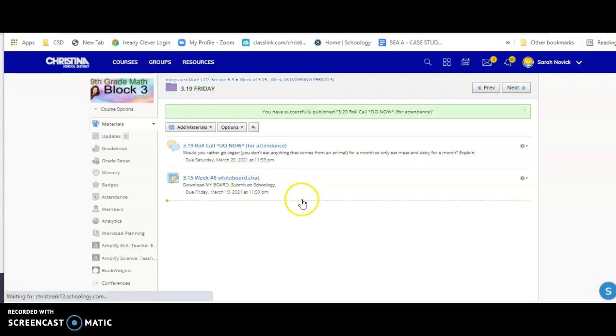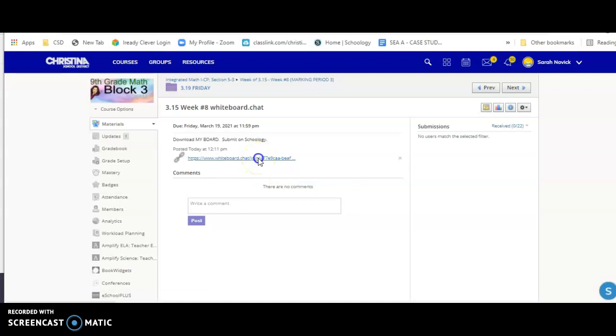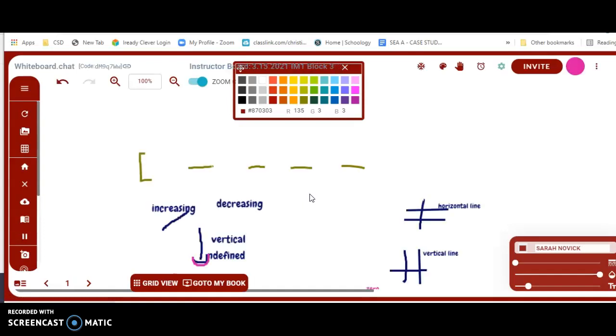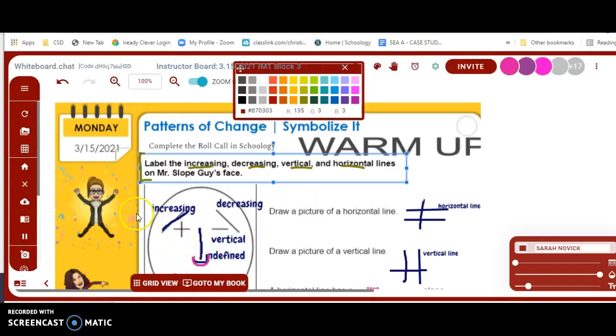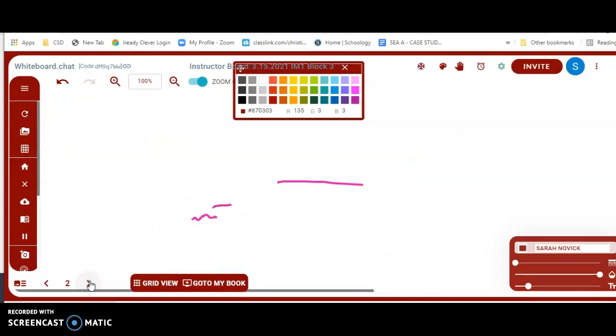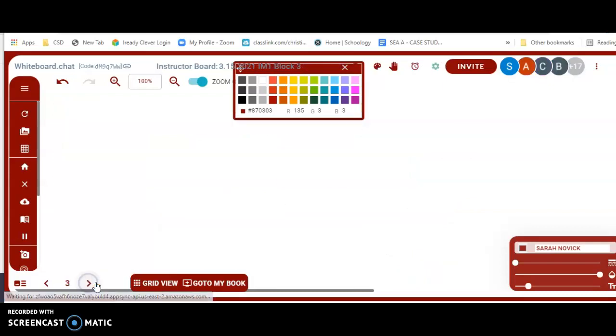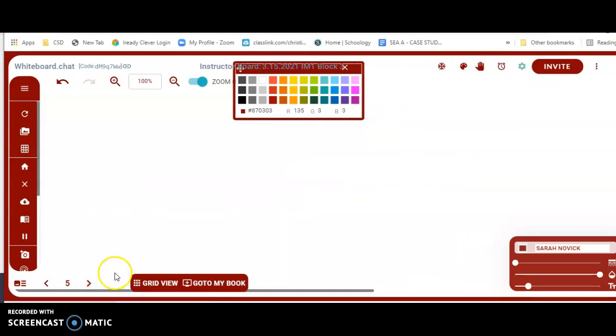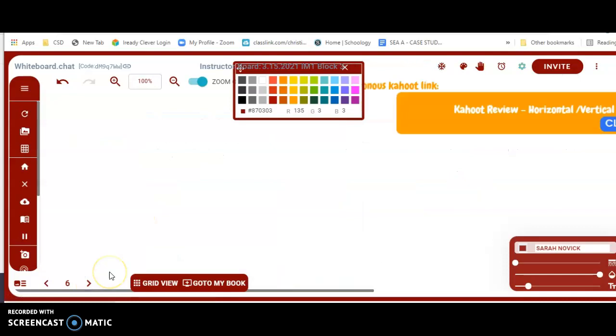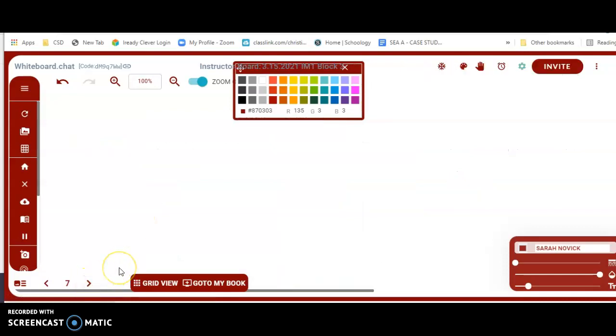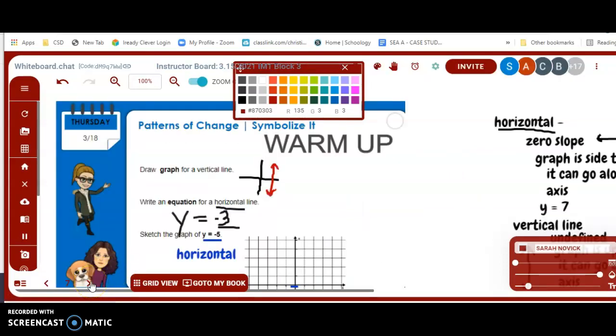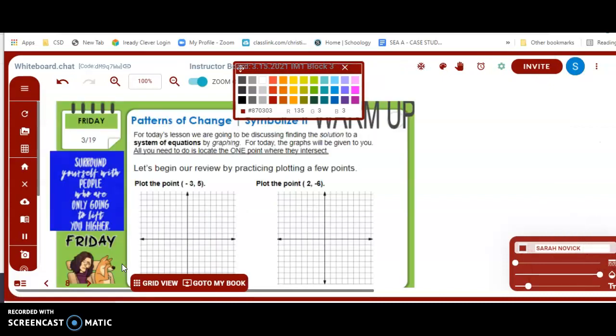Our assignment for this week is to turn in our completed whiteboard. So click on the link to open the whiteboard, and it should pop open. As you go through the whiteboard, you should notice that slides 1, 2, 3, 4, 5, 6, and 7 were completed during this week. Today you're going to work on finishing slide 8, which is our warm-up for today, and slide 9.